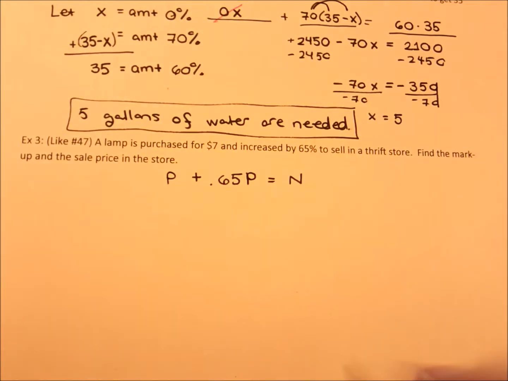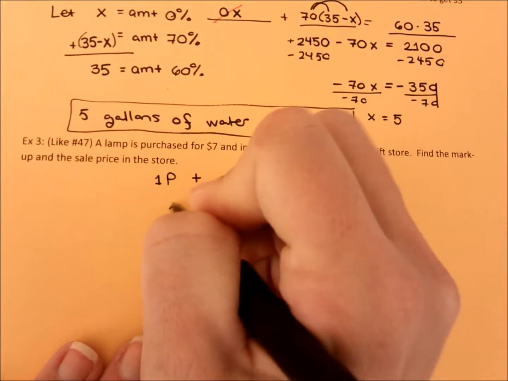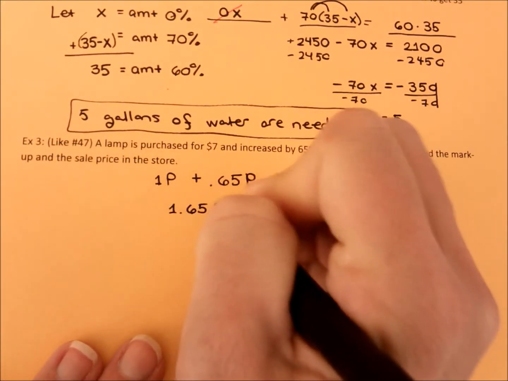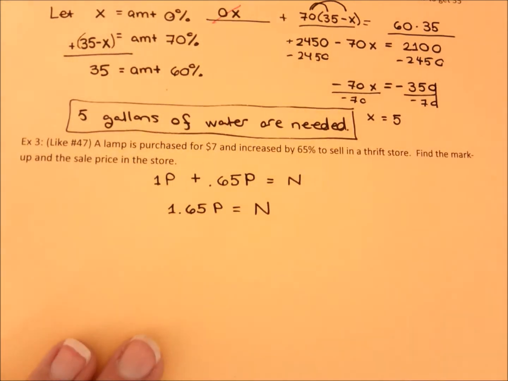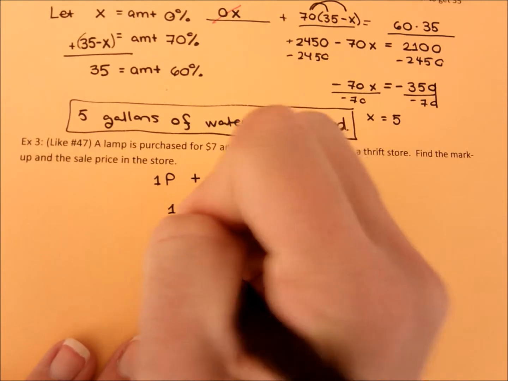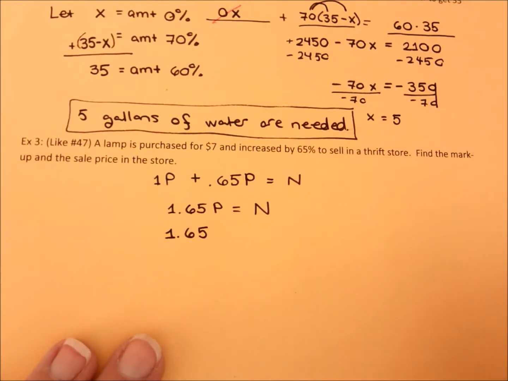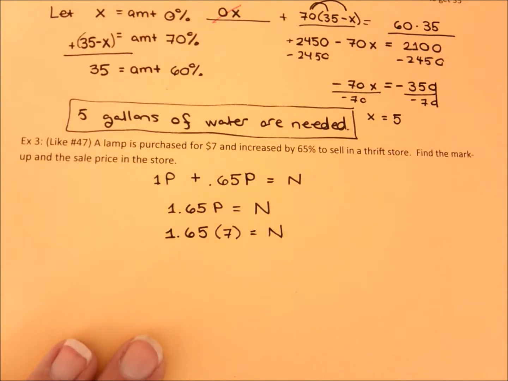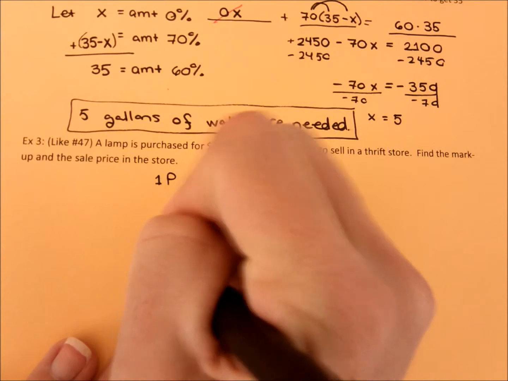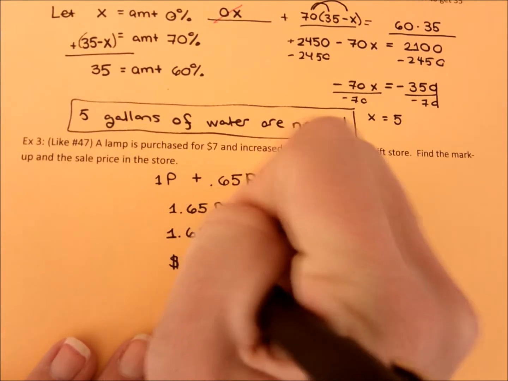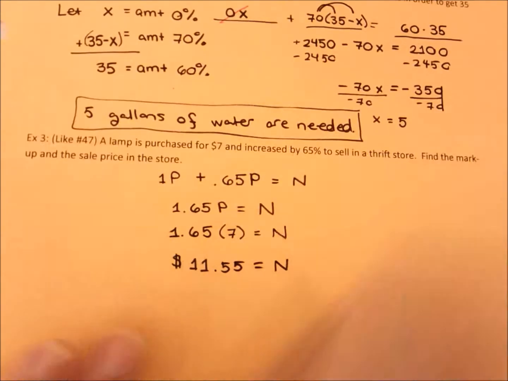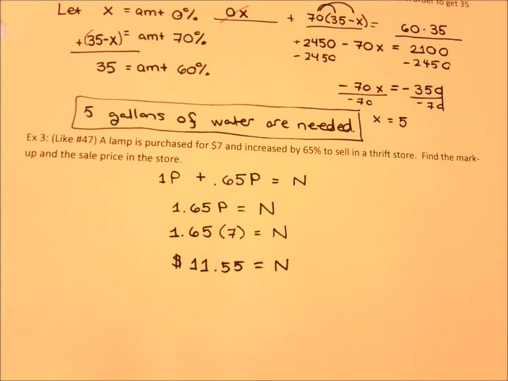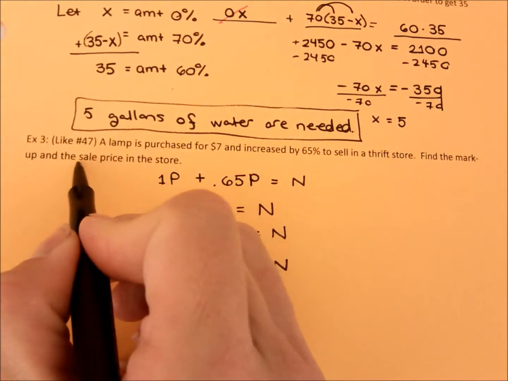And in fact, I could even just be right here and say 1.65 of the price equals the new price. So what is the original price of the lamp? $7. But we need to figure out the new price. Alright, so that comes out to $11.55 is the new price. Now, I think that answered the sales price.